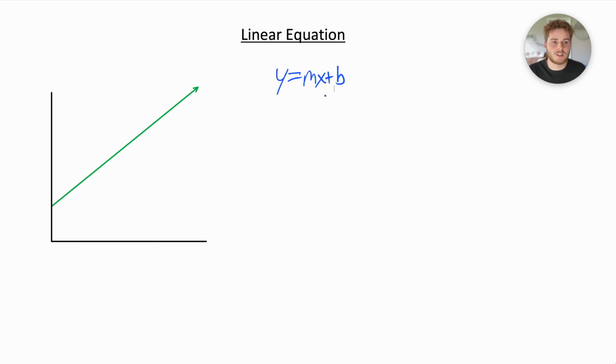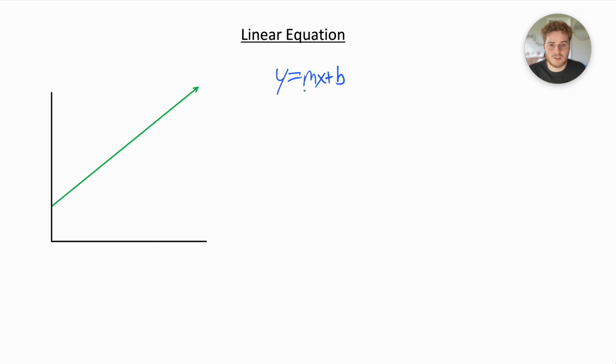And the base equation that you'll probably see in your textbook and from your teacher is y equals mx plus b. Now, if you haven't worked with equations before, that's going to seem slightly confusing to start with, but we're going to work on it and it's going to make sense in the end. So let's look at this equation and break it down.